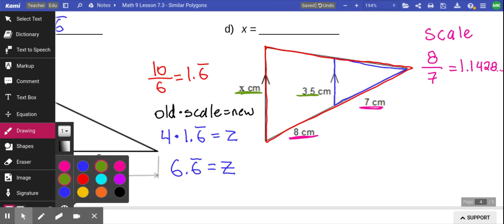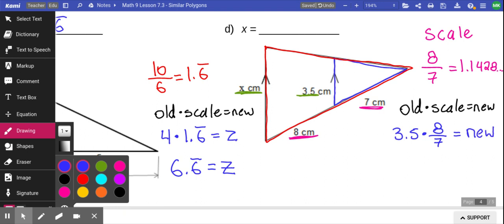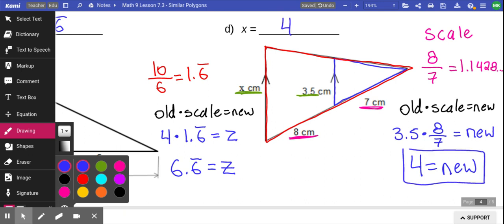To calculate my missing side, I have to use my formula of the old times the scale will equal the new. I'm pretending that my small triangle was the old, so that means I had 3.5. I multiply it by my scale of 8 divided by 7, and that should equal my new side, which is x. If I do that, I put that in my calculator. So 3.5 times 1.142857143, or if you use the fraction 8 over 7, that's fine too. You should get that 4 equals your new side. So that's how much it grew by, 4. Sorry, that's what it grew to become, is 4.